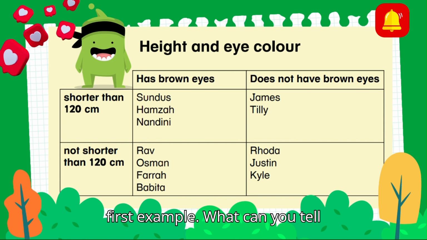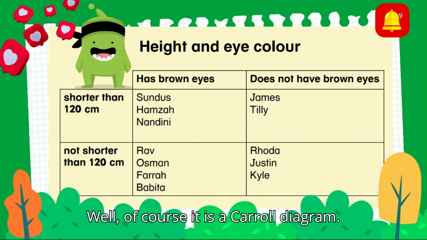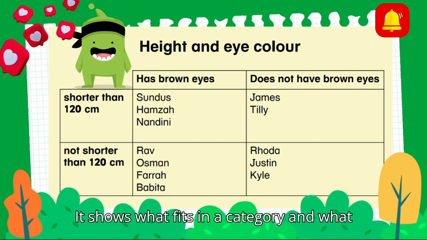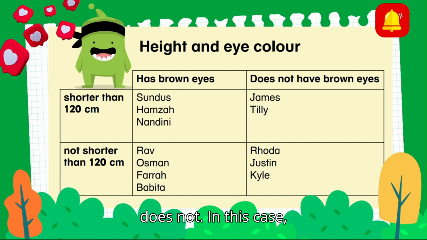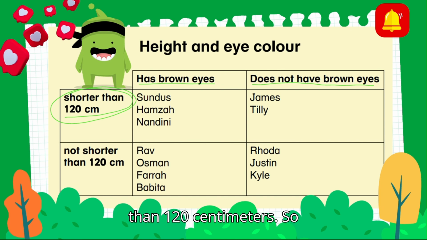Let's look at our first example. What can you tell me about this diagram? What is it? Take a minute to think. Pause the video if you need it. Well, of course it is a Carroll diagram. And what does it tell us? Well, it has different criteria. It shows what fits in a category and what does not. In this case, we see that 3 children have brown eyes and 2 do not. But the 5 of them are shorter than 120 centimeters.